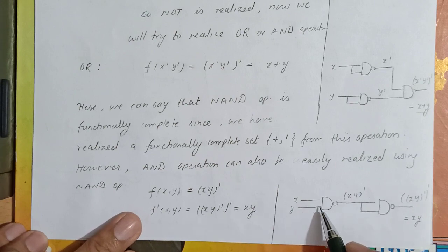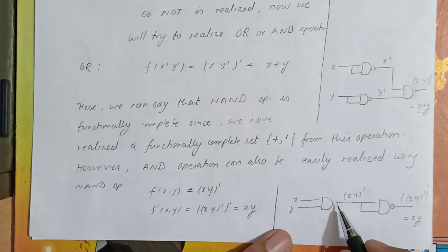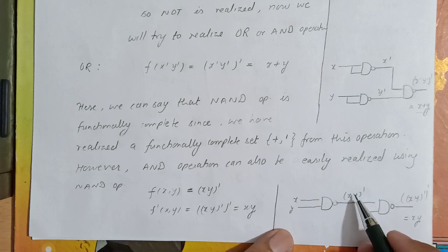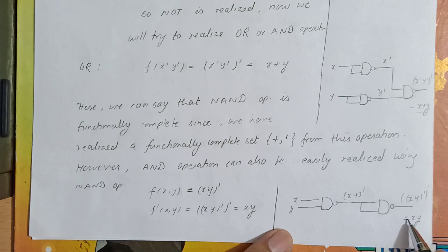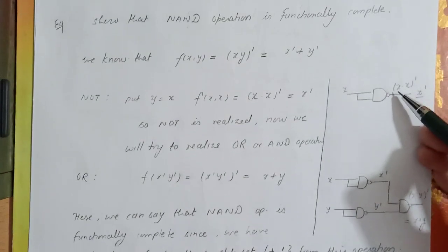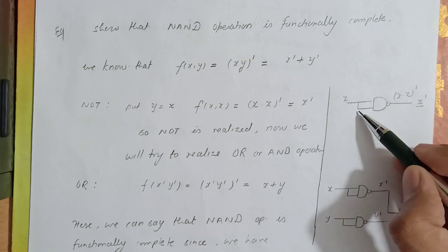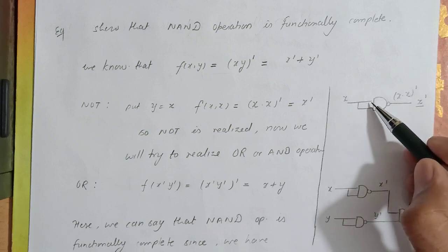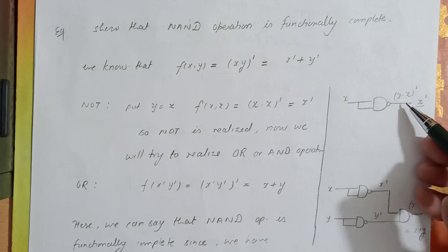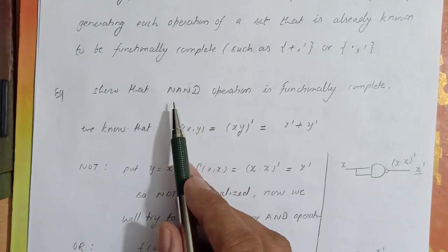So x and y are applied and then NAND operation is taken, that will give the complement. From the complement, how will we get again the same function? We will make both inputs the same and then it will give x y. Here also we can see how we can get the complement: we will make both inputs the same. In this way we can get the complement. So we can conclude that NAND operation is functionally complete.